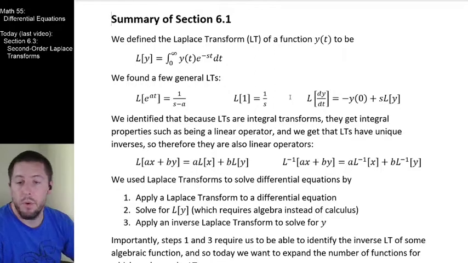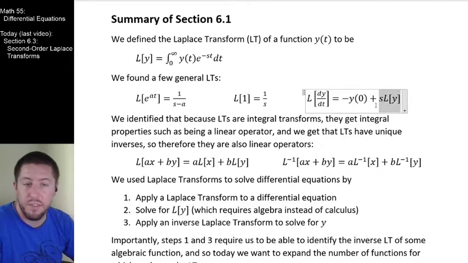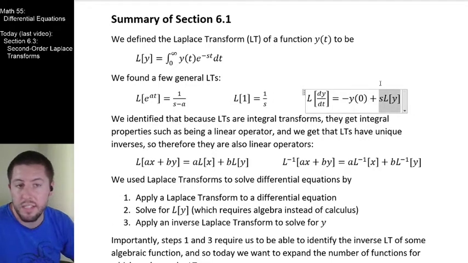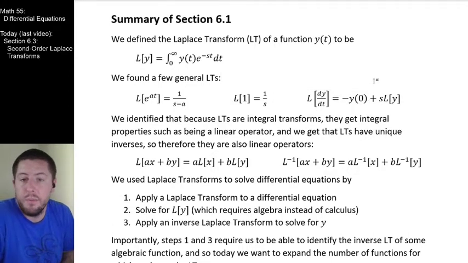The other one that's super important because we want to use Laplace transforms to solve differential equations is that the Laplace transform of a derivative is going to be negative the function evaluated at 0 plus s times the Laplace transform of the function. The really important thing that's happening here is that the Laplace transform of a derivative is equal to just the Laplace transform of the function itself, give or take some addition, subtraction, constant multiples. That's really important for us.